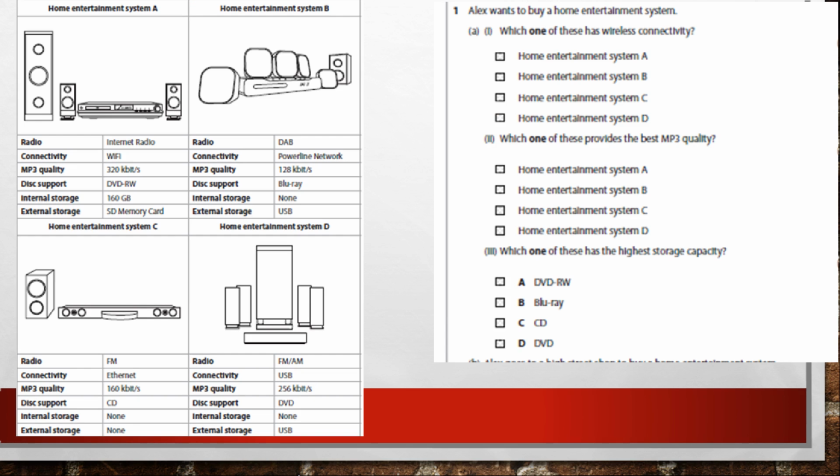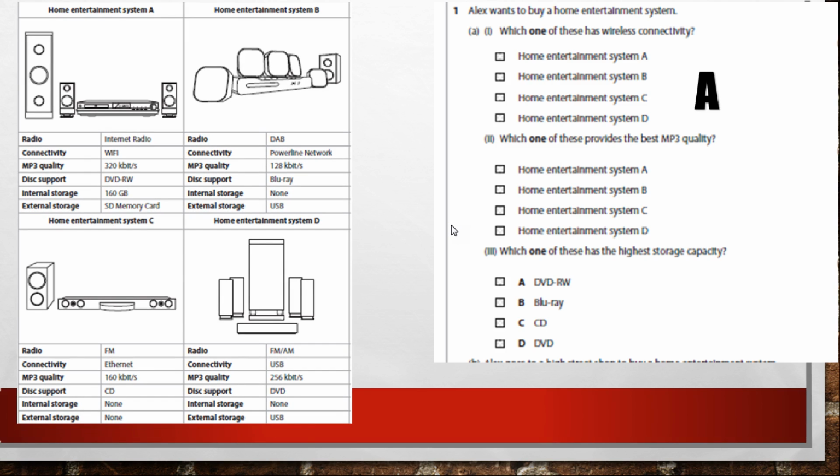So the 4 devices were actually home entertainment systems. The first question is which one of these has wireless connectivity? So we look at the connectivity. We've got Wi-Fi, Ethernet, USB, or power line. Power line, by the way, is the ability to have a network in your home using the electricity sockets. So which one do you think it will be? And the answer is A, of course.